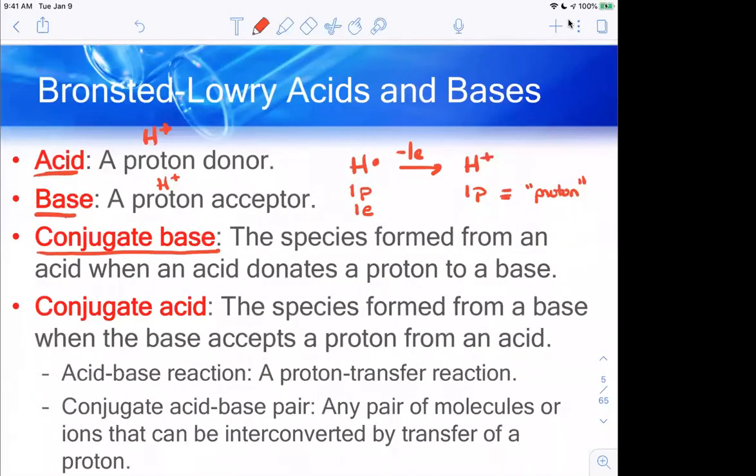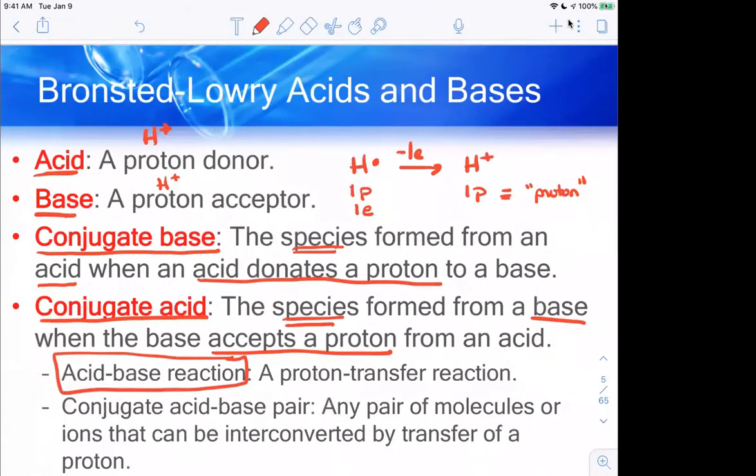The conjugate base is the species that is formed from an acid when that acid donates the proton to the base. So I have acid and conjugate base, and there's one proton transfer between those two species. I also have base and conjugate acid. The conjugate acid is the species that forms when the base accepts a proton from the acid. This is called an acid-base reaction, and it's basically a proton transfer reaction.